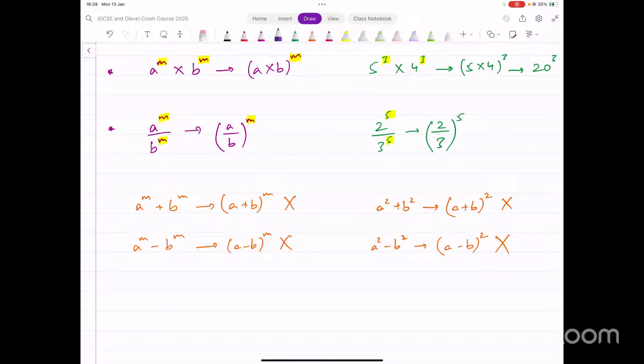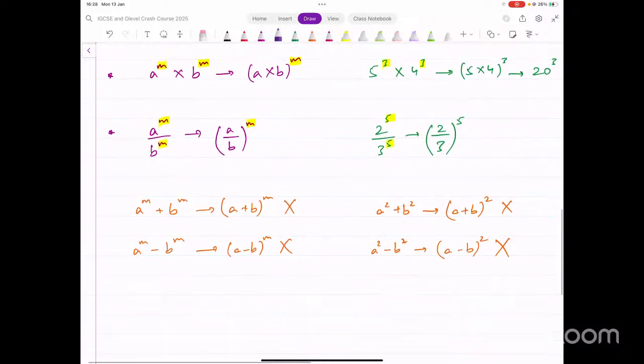Okay. Now, this works both ways. You can go in the right direction, and you can also go in the other direction. If you have a into b the whole raised to power m, you can split the powers and write it like this. Similarly, if you have a over b whole raised to power m, you can split it and write it like this, and that also works.